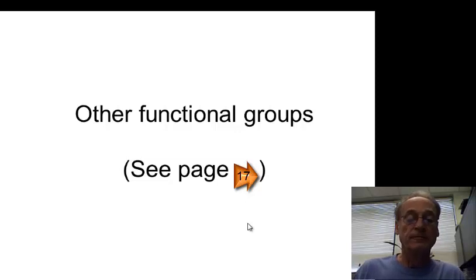Now, let's get to some other functional groups. And I will tell you that these functional groups are found on page 17 in your textbook. And by the way, we will be talking about some functional groups in this video that are not listed in the list starting on page 17 in your textbook. There are a few extra ones that I think you need to be aware of.